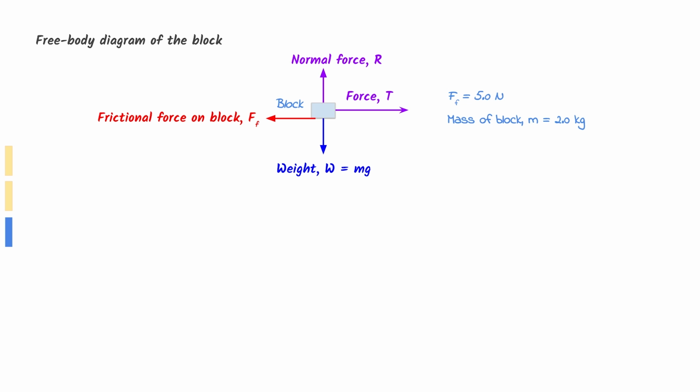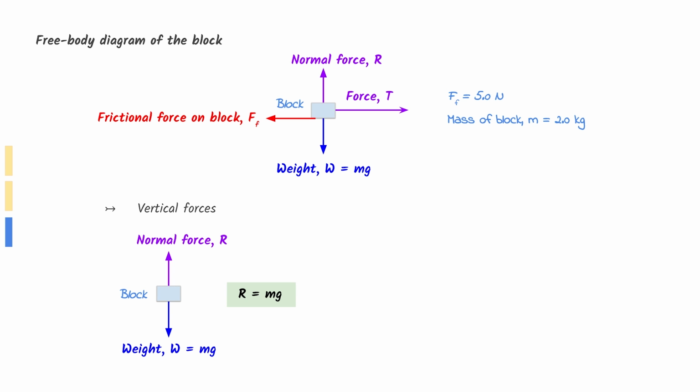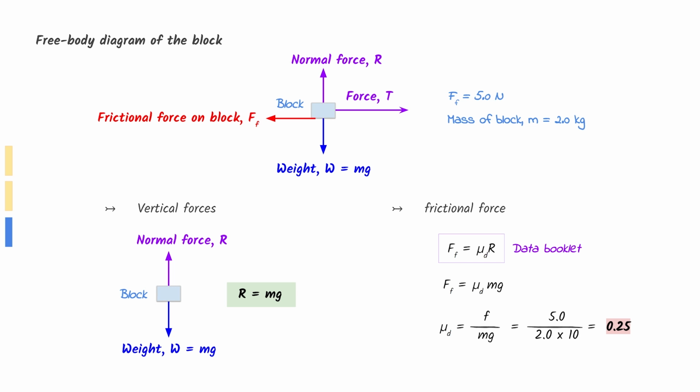Here is the free body diagram of the block. From the vertical forces, we can derive that R equals mg. The equation of the frictional force is given in the data booklet. Substitute in R and rearrange to make the coefficient of friction the subject. Put in the values to find your answer.